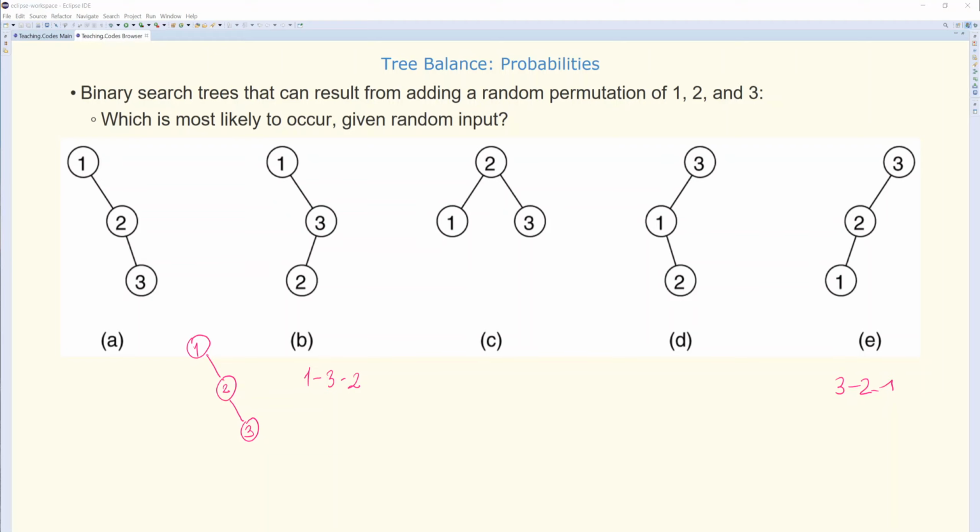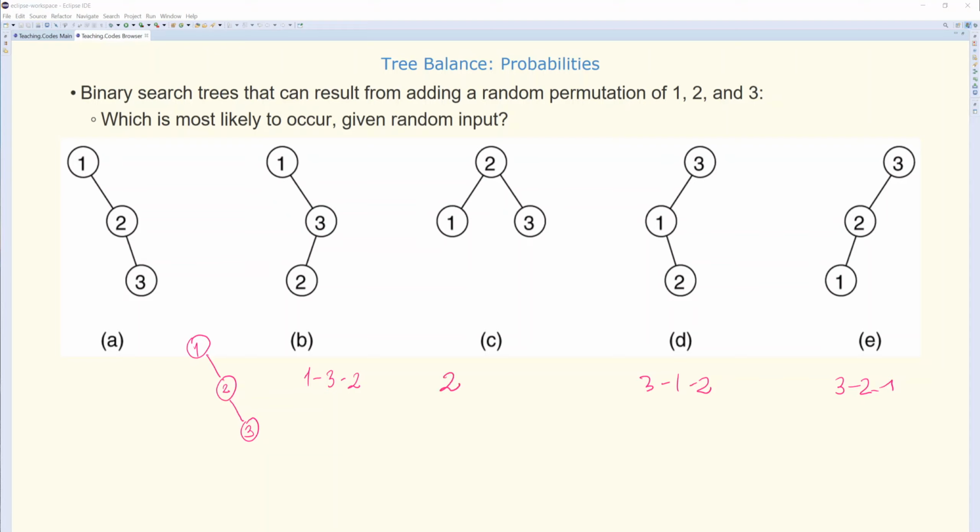How about part D? It was entered in the order 3, 1, 2. How about part C? Now, part C is slightly different. Can I say it started with 1? No. If it had started with 1, 1 would be at the root. If it had started with 3, 3 would be at the root. So since 2 is at the root, I know it started with 2.